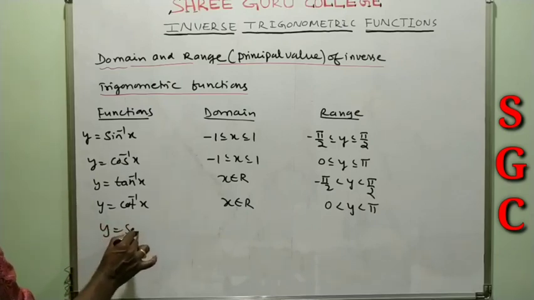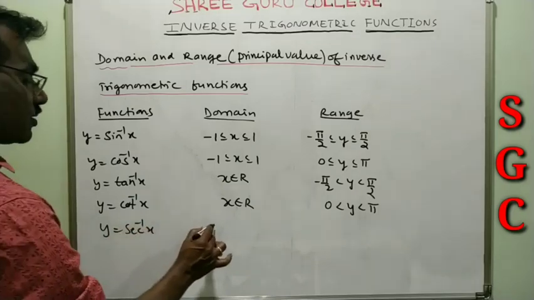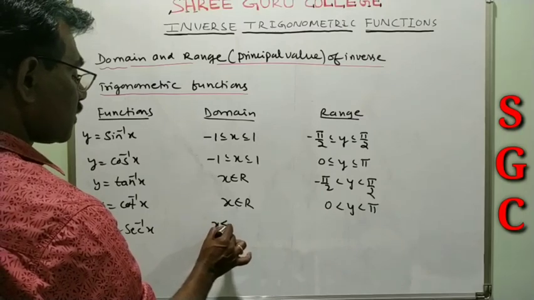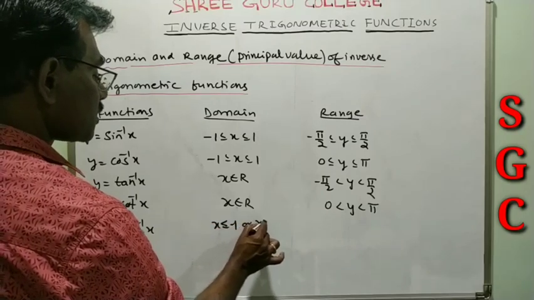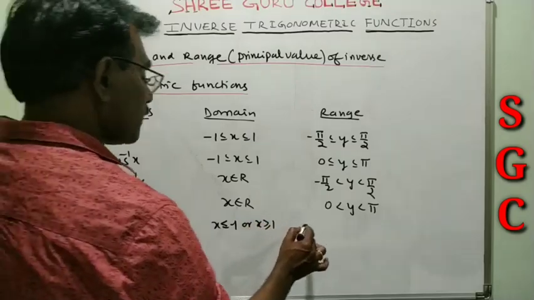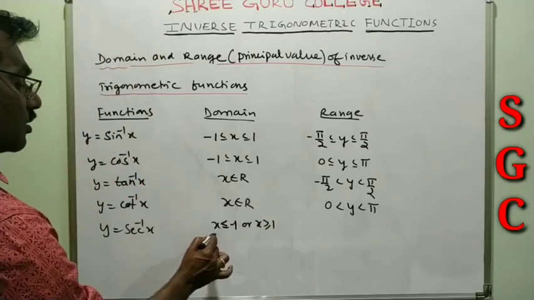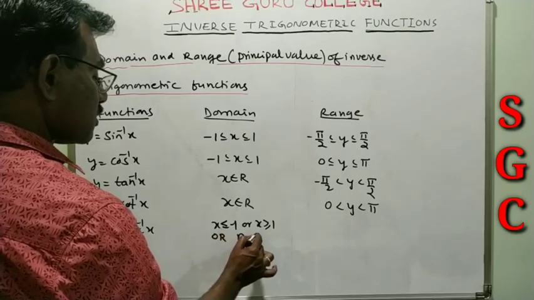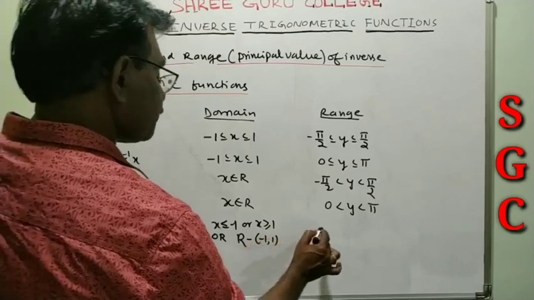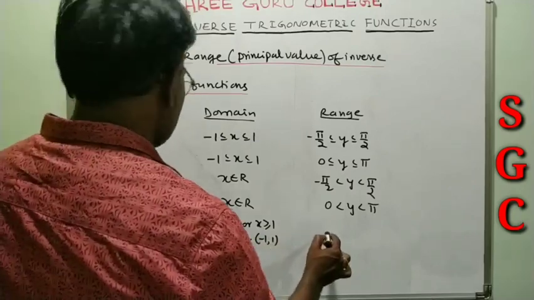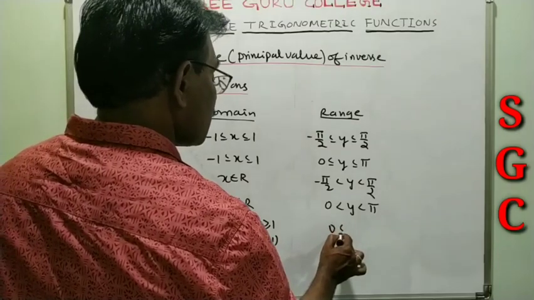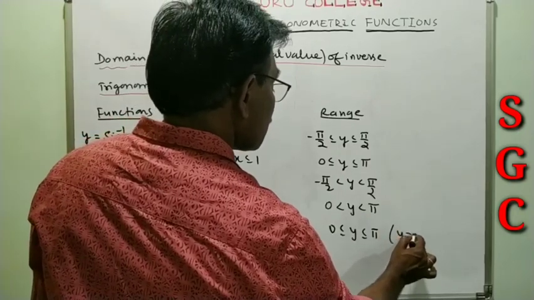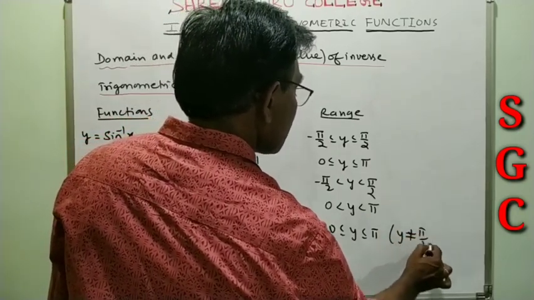Y equal to secant inverse of x. X less than or equal to -1, or x greater than or equal to 1, that is, other than between -1 and +1. So what is the range? 0 to pi, but y not equal to pi by 2.